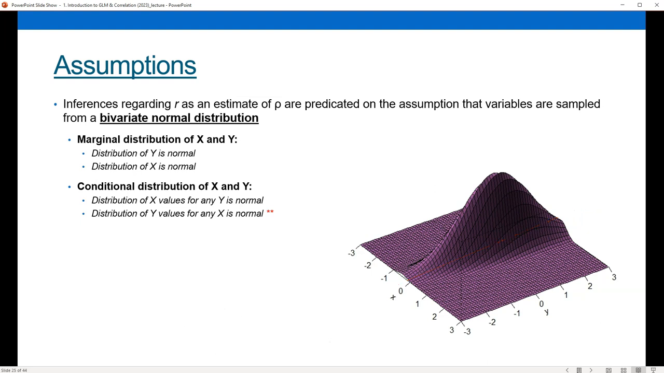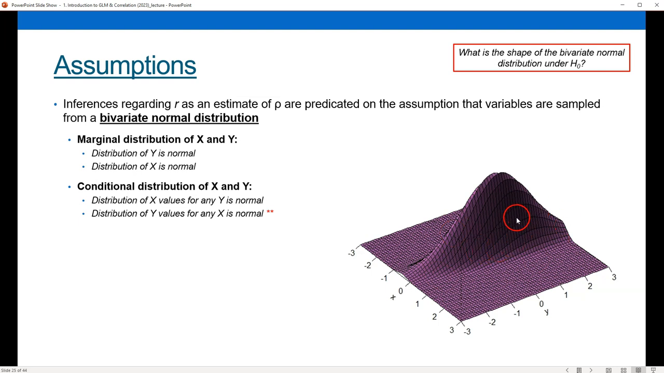Okay. All right. So here, if we think about this, going back to our grid and thinking about what this looks like in three-dimensional space. Here we have in three-dimensional space a bivariate normal distribution that's indicating an association between x and y. Question being, just a thought experiment, what would the shape of the bivariate normal distribution be under the null hypothesis? Remember, the null hypothesis says that x and y are linearly independent.